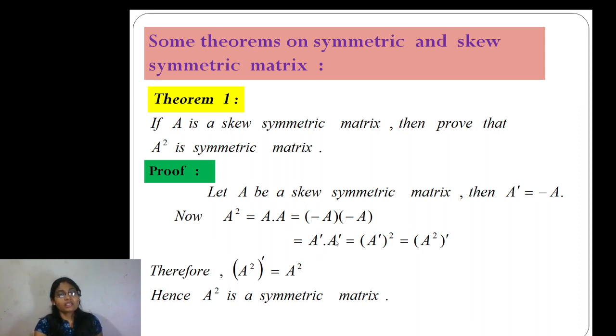Equals A dash into A dash, so A dash whole square, so A square dash. So A square equals A square dash, that means A square transpose equals A square, so that shows A square is a symmetric matrix. What did we learn? If A is a skew symmetric matrix, then A square is a symmetric matrix.